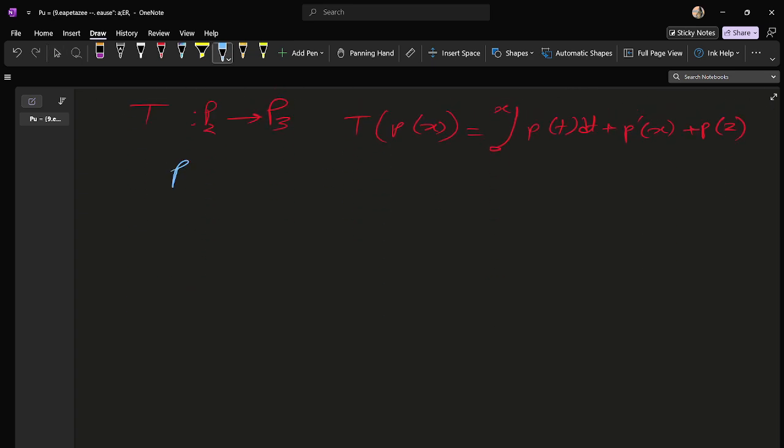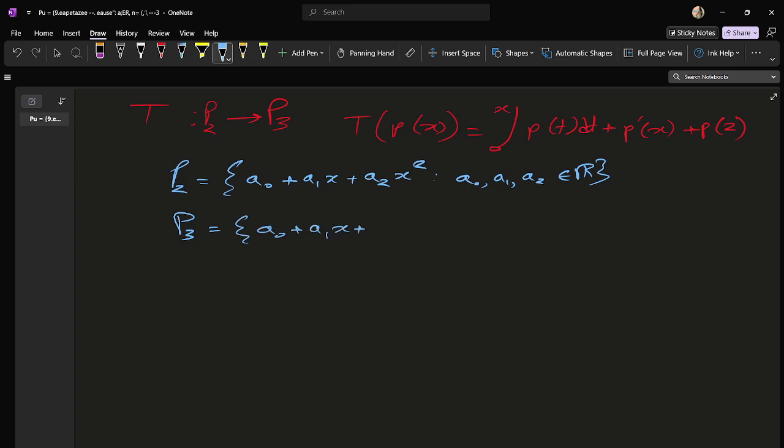So what is my P2? P2 is equal to A0 plus A1x plus A2x square, where A0, A1 and A2 belong to R. And what is my P3? P3 is equal to A0 plus A1x plus A2x square plus A3x cube, where A0, A1, A2 and A3 belong to R.